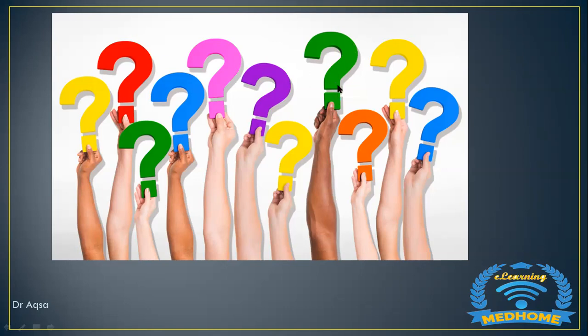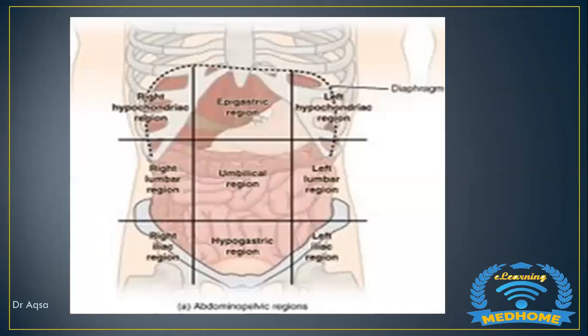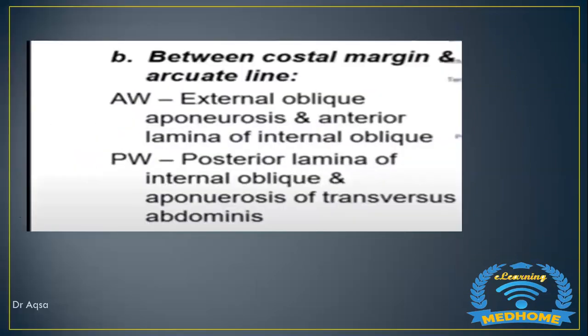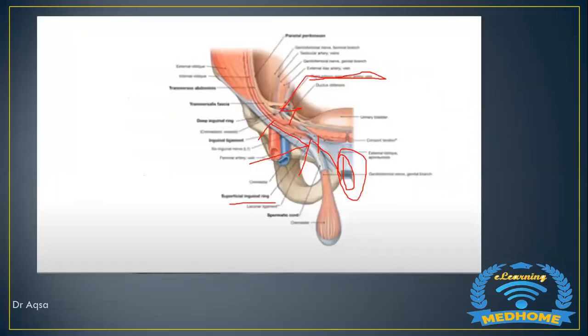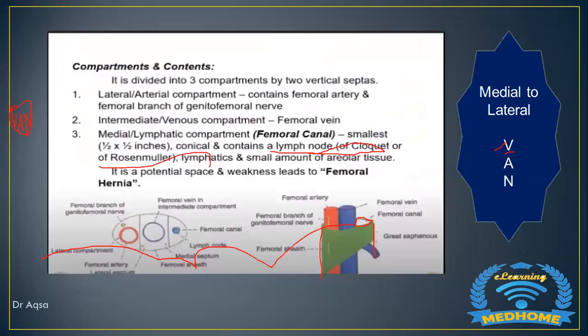So I'll be posting the questions, and I want all of you to post questions daily, at least a minimum of 3 and a maximum of 5 if you all can do it. Only related to anatomy, or specifically related to anterior abdominal wall, inguinal ring, femoral triangle, just this much.